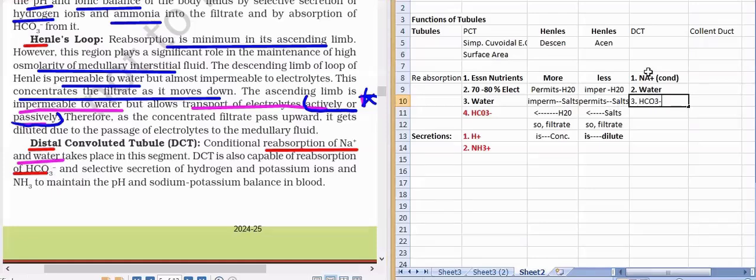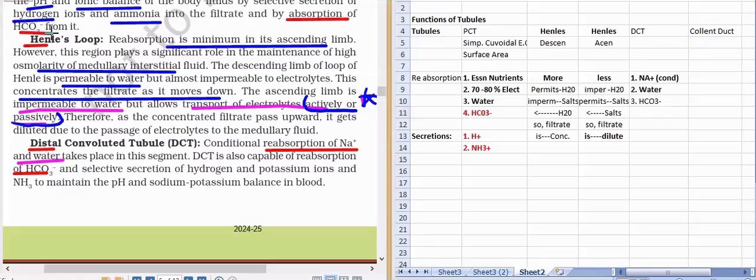HCO3 is also common; here it says absorption of HCO3 minus. So this is all common. But next, what? The selective secretion. What is it secreting? It is secreting hydrogen, potassium ions, and ammonia. So this is out right here.